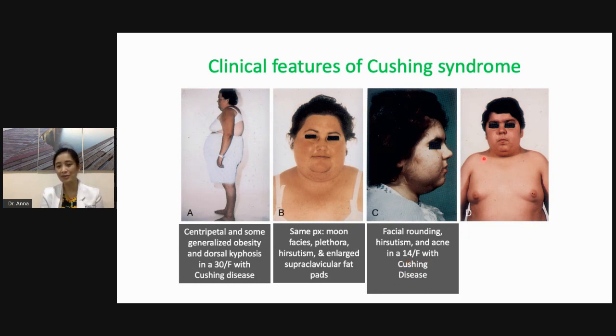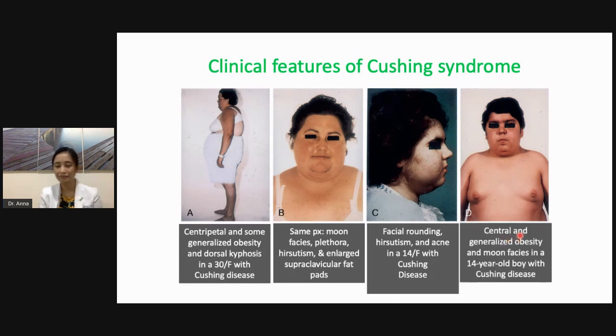How about this one? This one is a male patient. What do you notice? Aside from the moon facies and the supraclavicular fat pad, there's also some degree of gynecomastia as well as your central obesity. So this is a 14-year-old boy with Cushing's disease also.